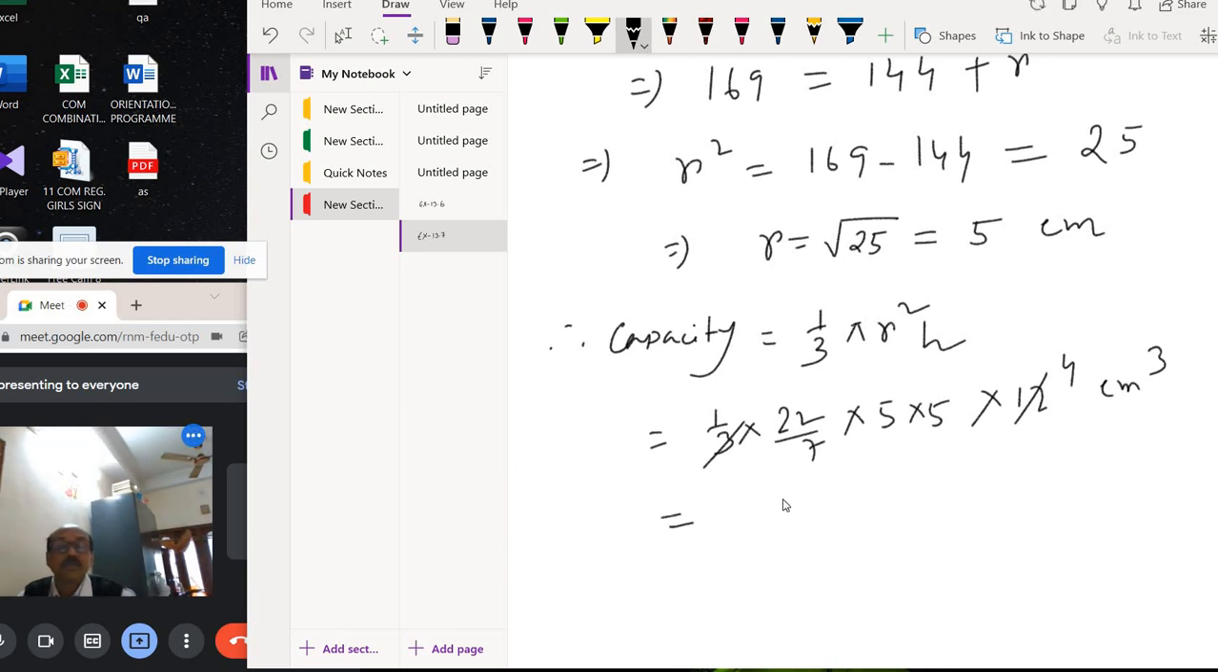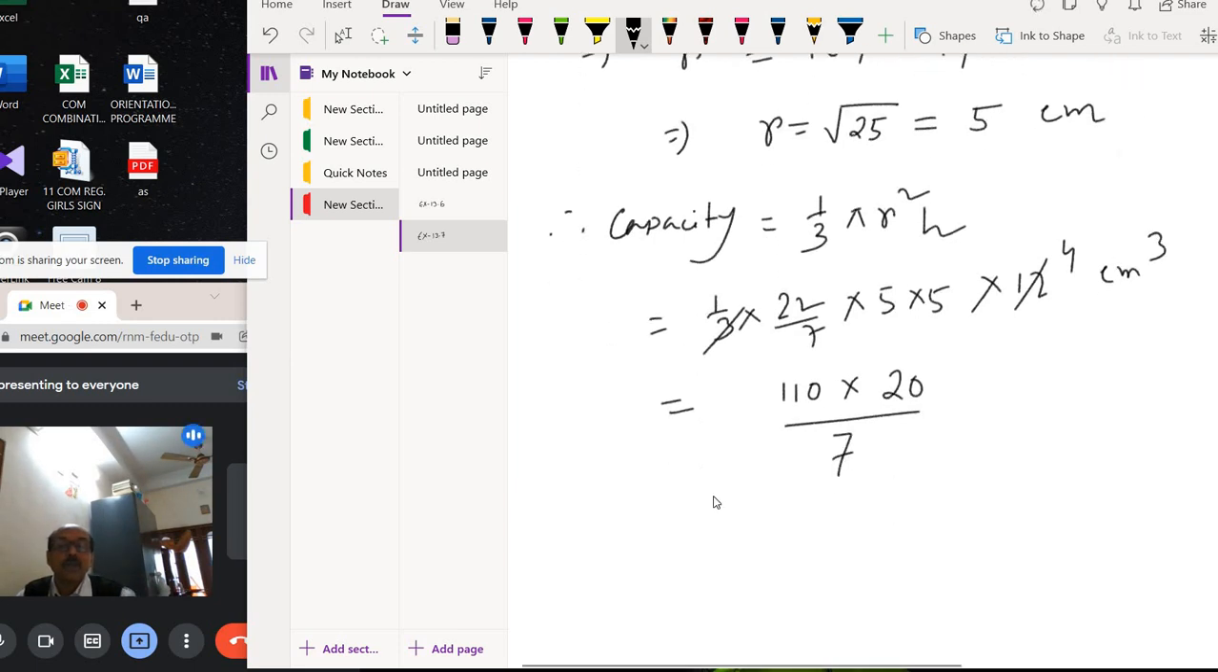25 into 22 by 7, and into 4 into 5 is 20. So 2200 by 7 centimeter cube.